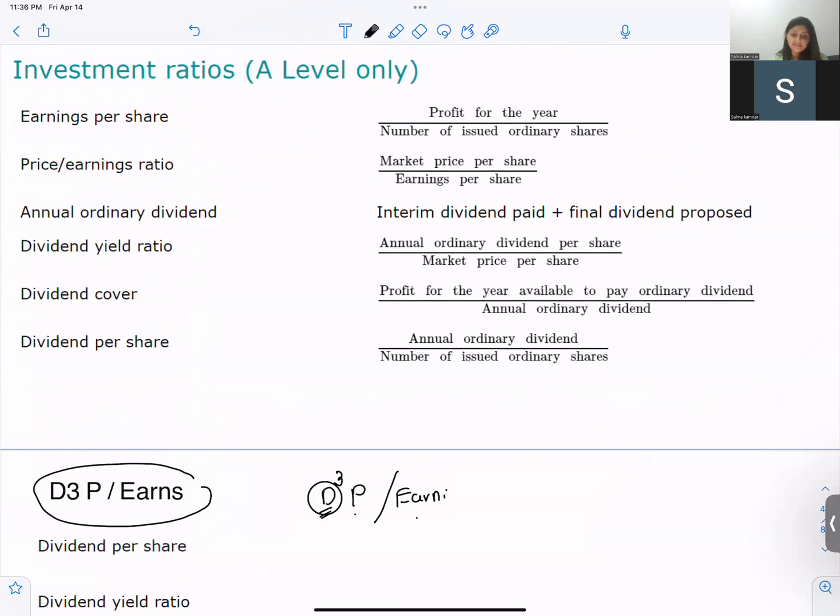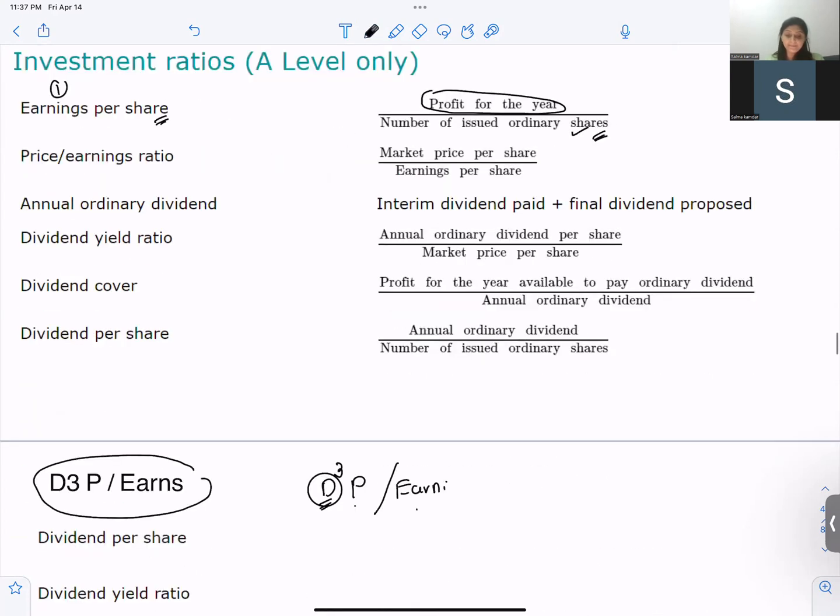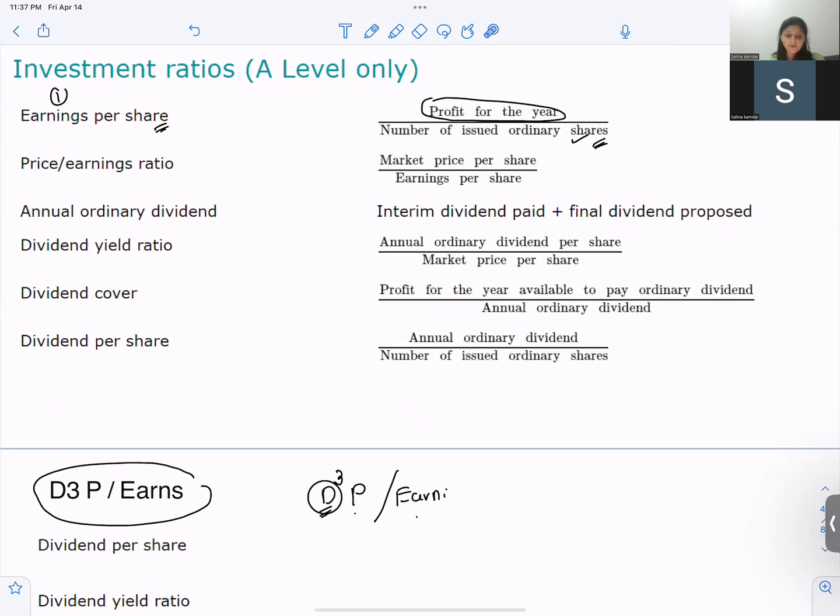Okay, let's talk about the E. Earning per share. How much money do you earn per share? Whatever profit that you have for the year, when you divide it by the number of ordinary shares that you have issued, you will get your earning per share. So the formula for earning per share is profit over the number of shares issued.